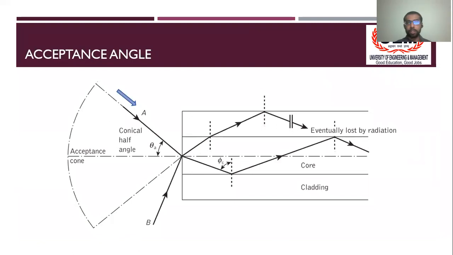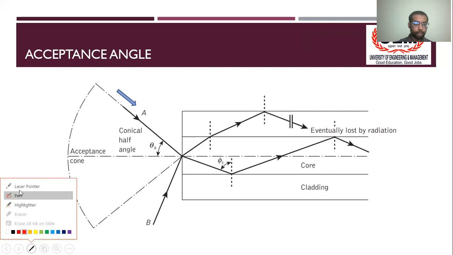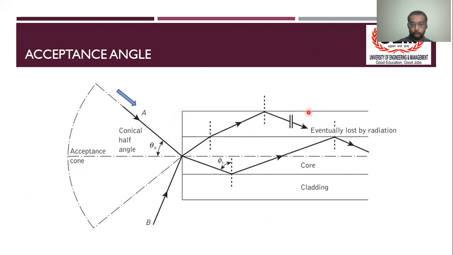The first parameter that we see which is required for achieving the critical angle is known as the acceptance angle. Now, as we see here in the diagram, we see a fiber optic cable consisting of core and cladding, and we also see an acceptance cone. This acceptance cone is outside the fiber optic cable, and light is pumped into this fiber optic core, and it follows different paths.